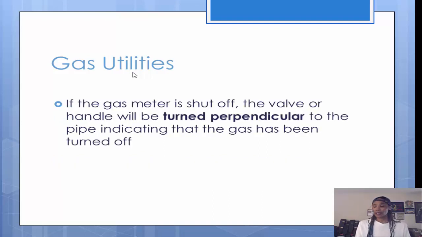So I don't know if any of you have ever seen a gas meter, but we're going to show some different examples. But when you are checking the gas, in order to determine if it's on or off, if the gas meter is shut off, the valve handle will be turned perpendicular to the pipe, indicating that the gas has been turned off. So we're going to show you a picture of that, all right?